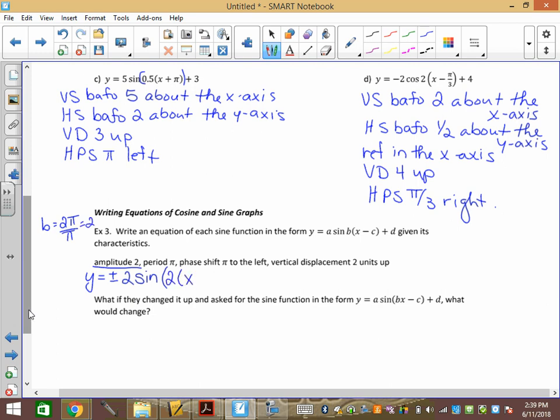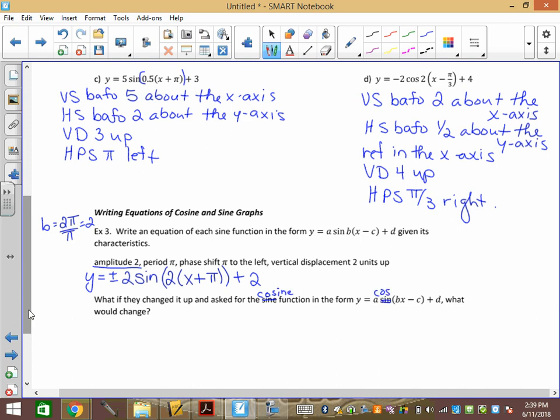X, a phase shift pi to the left. So plus pi, and you have to put it in brackets if it's correct. And then the vertical displacement 2 up, plus 2. Now, either plus or minus 2 could be a possible solution, right? They would have to say A is greater than 0 or A is less than 0 if they want a specific one. Now, this should not say sine. It should say cosine. And this should be cos.